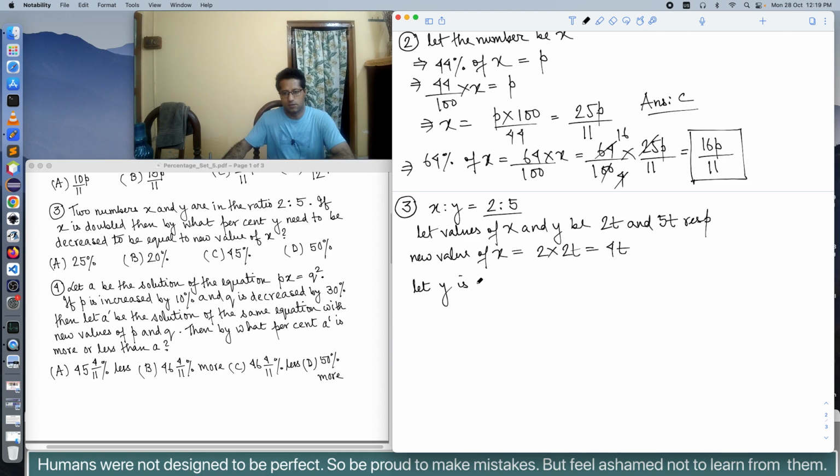So let Y be decreased by, let's say you have to use another variable, let's say z%. Let Y be decreased by z% and we have to find z based on the given problem, so that after Y is decreased by z%, the value of Y will be equal to the new value of X, which is 4t.